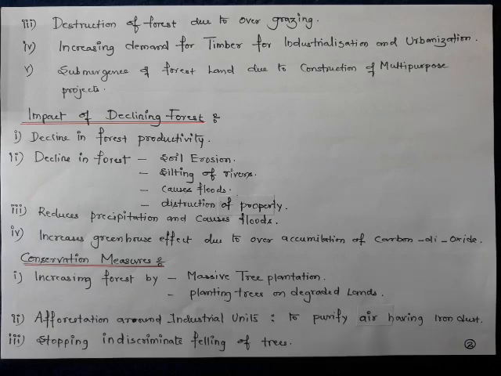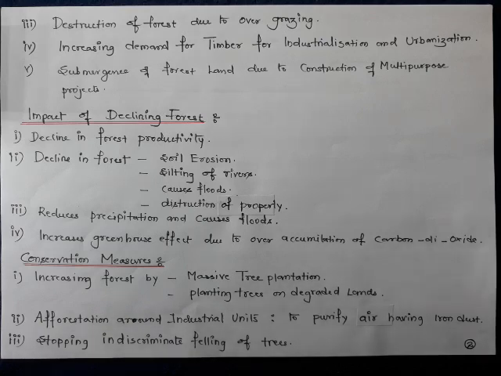There can be another question: what are the various impacts or adverse effects of declining forest? Decline in forest productivity. Decline in forest can result in soil erosion, silting of rivers causing floods, destruction of property, reduction in precipitation, and increase in greenhouse effect due to over accumulation of carbon dioxide. These are all the various adverse consequences of declining forest.